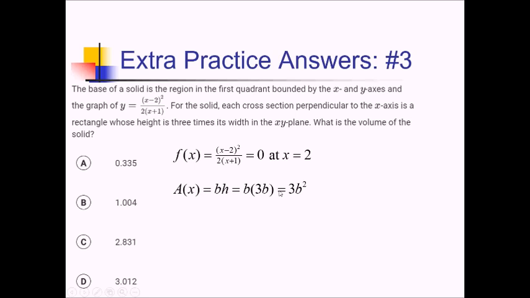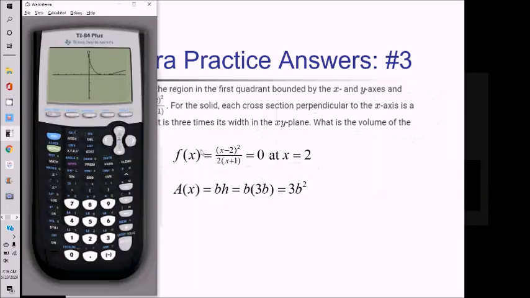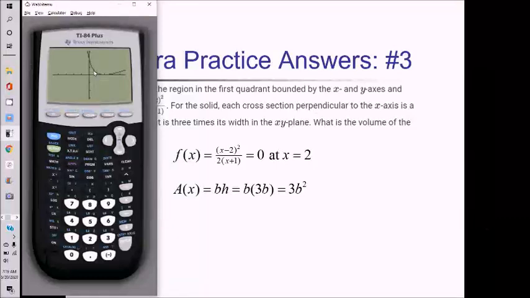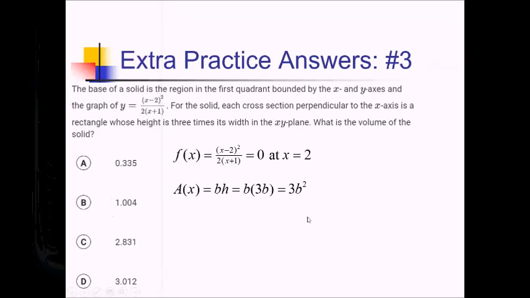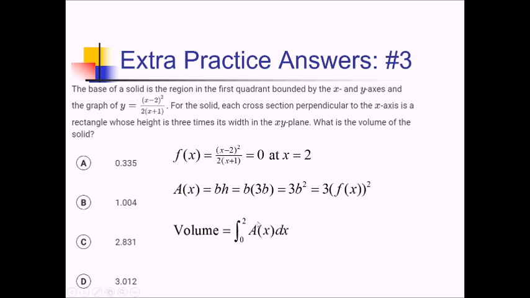So if you just look at the graph again, the base of these rectangles, the width of the rectangle, is just this vertical distance here, from the x-axis to the function. So b is really just this f of x function right here. So my A of x is really just 3 times f of x squared. So now to get the volume, I just have to take the integral from 0 to 2 of this A of x function I just wrote, dx.